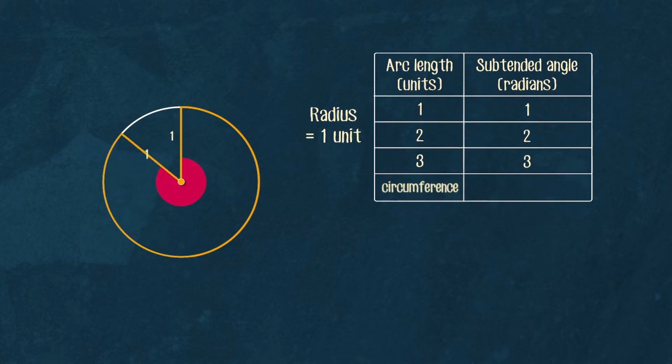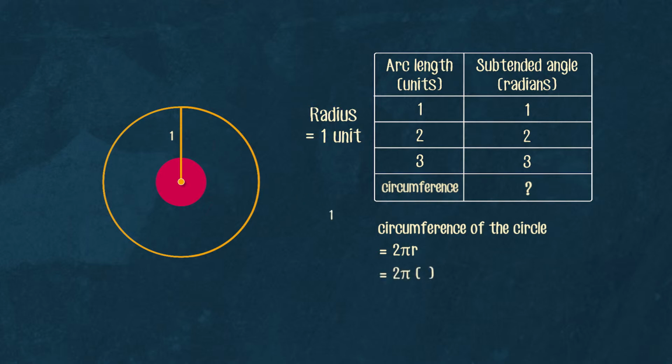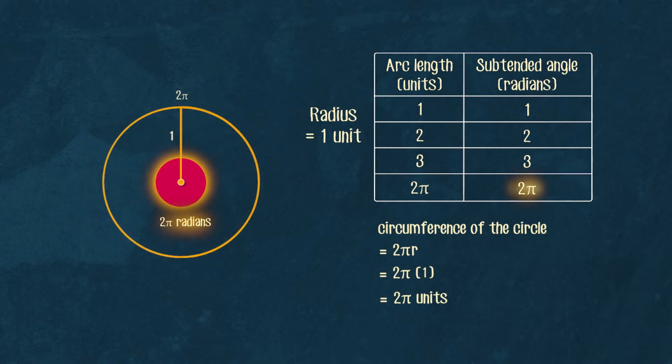When the arc is the circumference of the circle, what do you think is the angle at the center of the circle? We know that the circumference of any circle is 2 pi r. Since the radius is 1 unit, the circumference of this circle is 2 pi units. So the angle at the center of this circle is 2 pi radians.